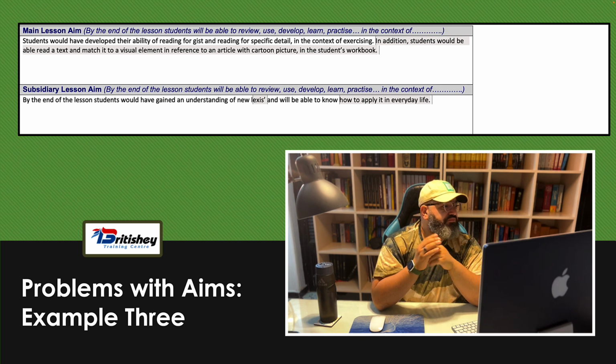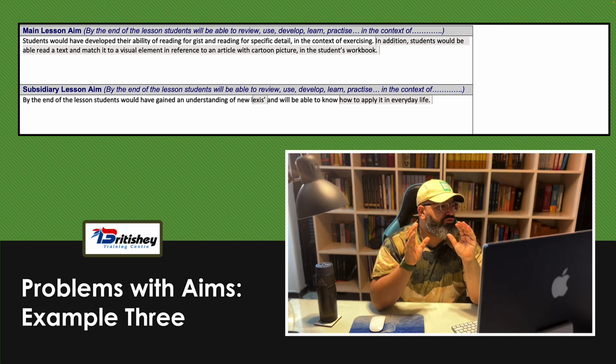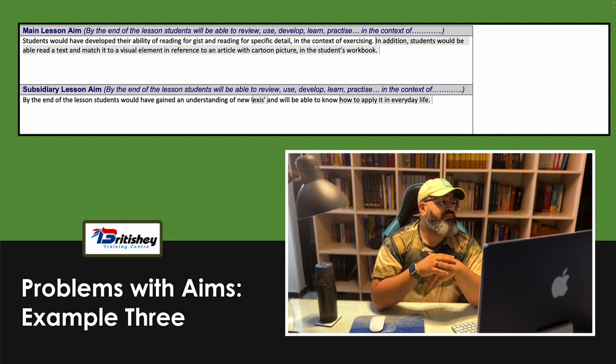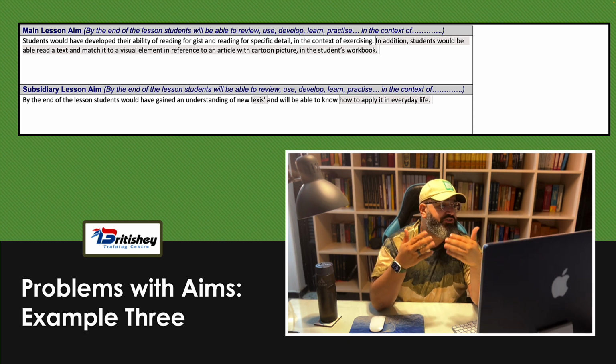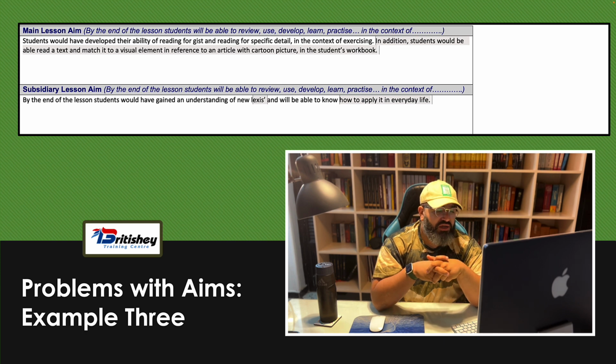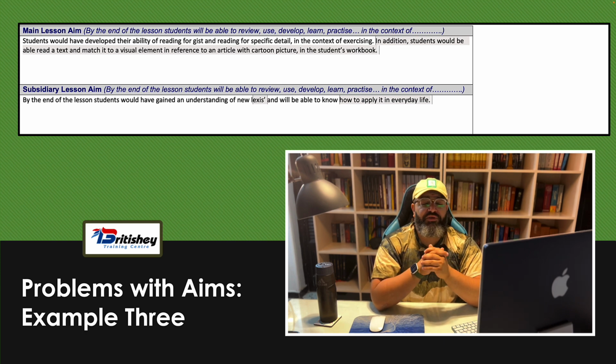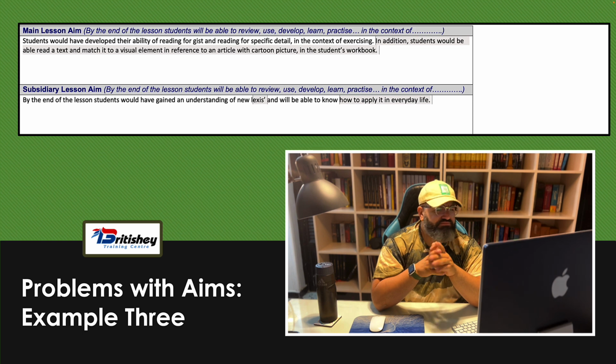Another example. Students would have developed their ability of reading for gist and reading for a specific detail in the context of exercising. In addition, students would be able to read, so that's the typo, a text and match it to a visual element in reference to an article with cartoon picture in a student's workbook. Bit too long, eh? Let's read the second one.